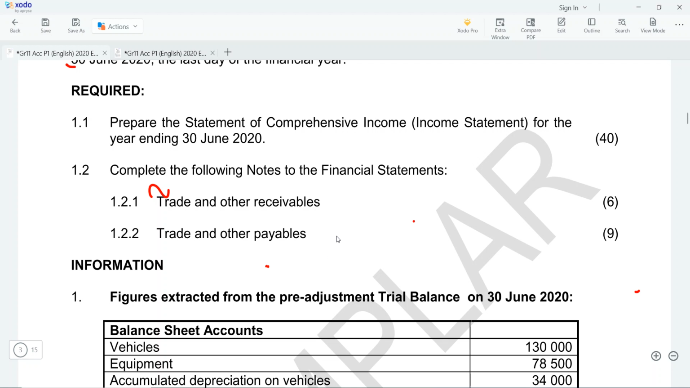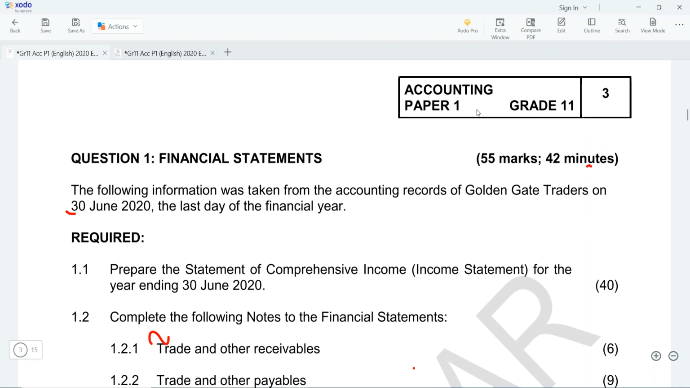Hi grade 11s, this is Mr. Chauke. For this morning's session, we're going to be looking at the exam paper that was written in November 2020 in Gauteng. I'm going to specifically be focusing on the income statement and some notes to the balance sheet, and we have to do this within 42 minutes.